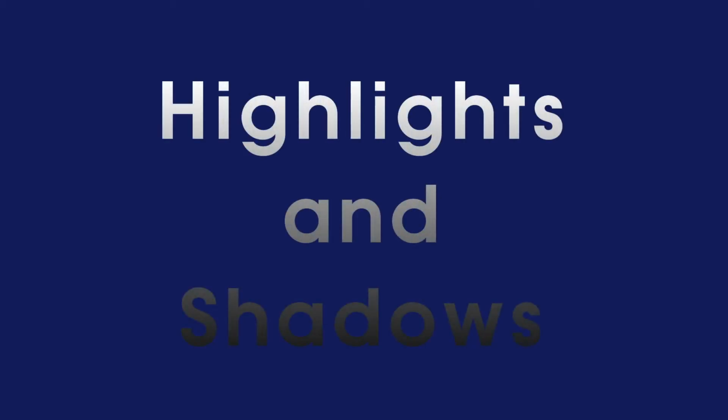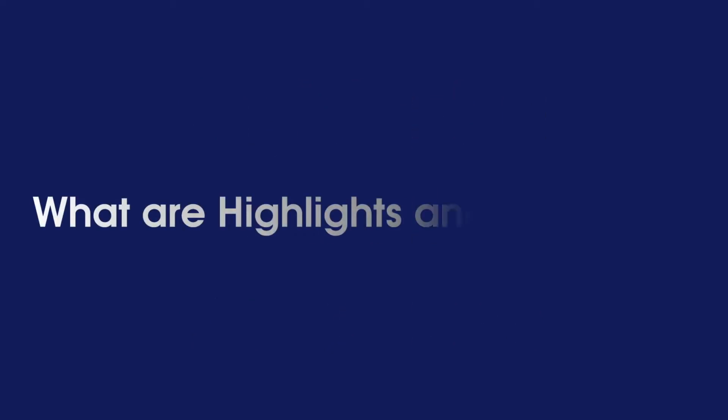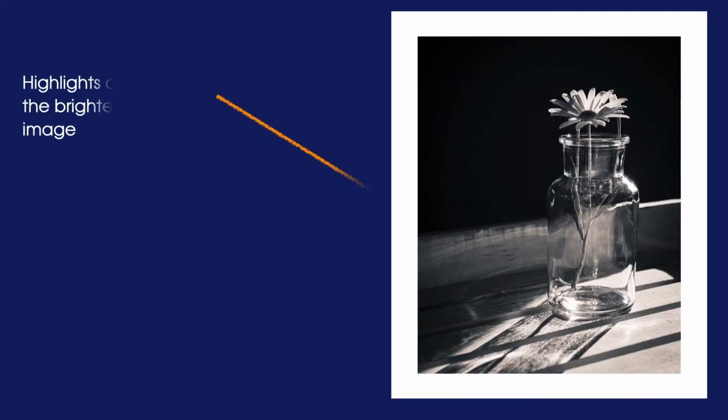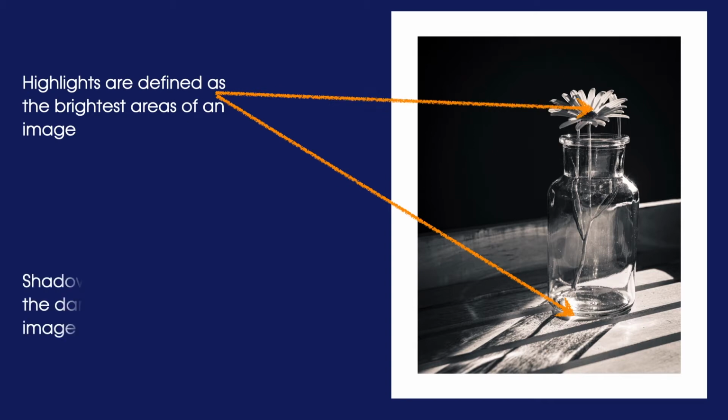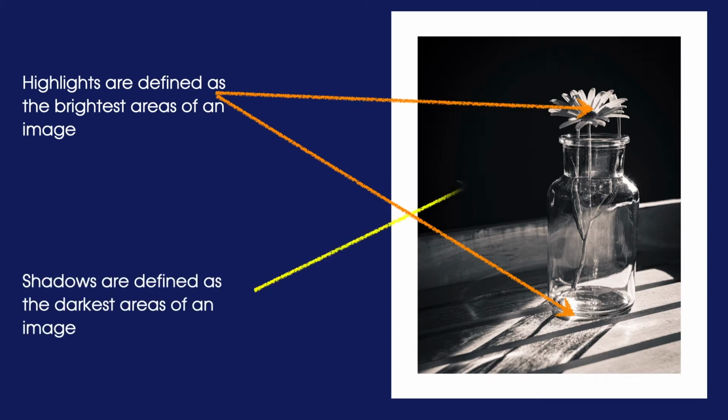In this tutorial, we'll be looking at highlights and shadows. First of all, what are highlights and shadows? Highlights are defined as the brightest areas of an image, as indicated by the orange arrows, whereas shadows are defined as the darkest areas of an image, as indicated by the yellow arrows.